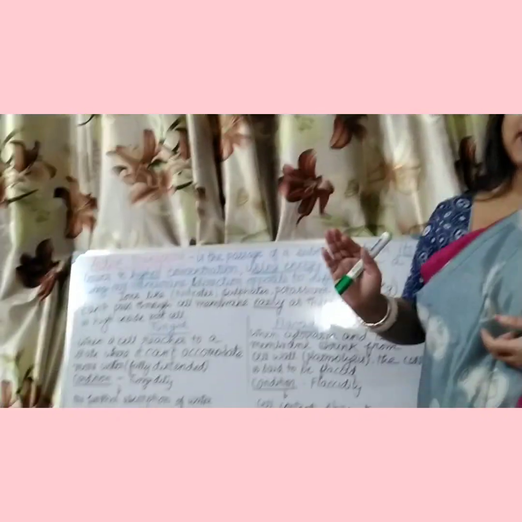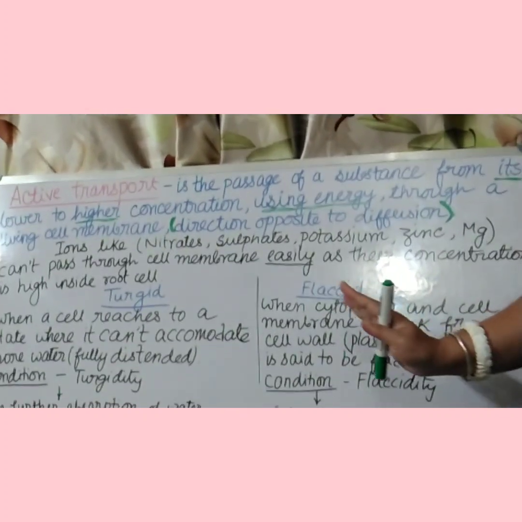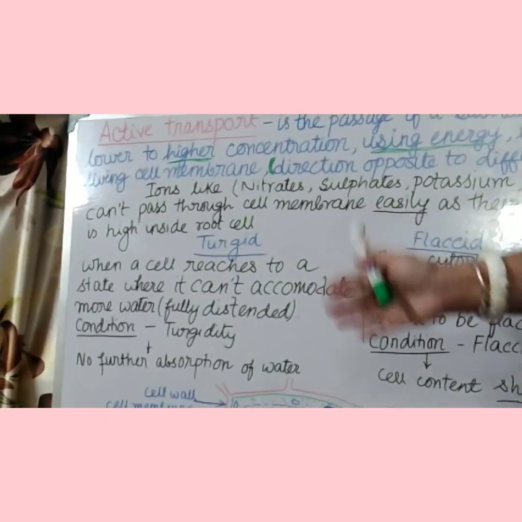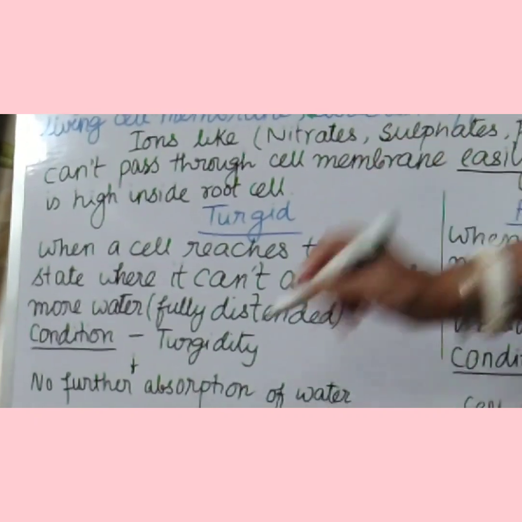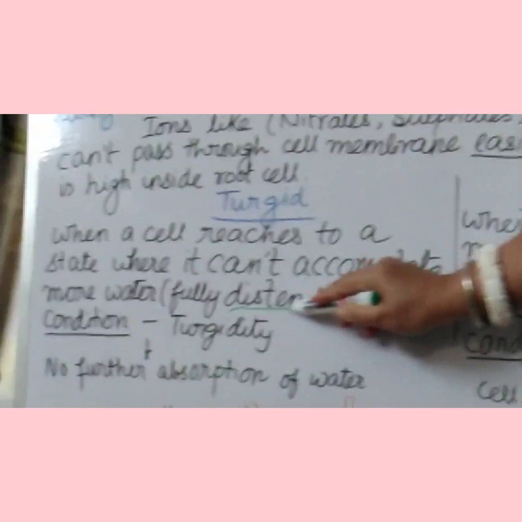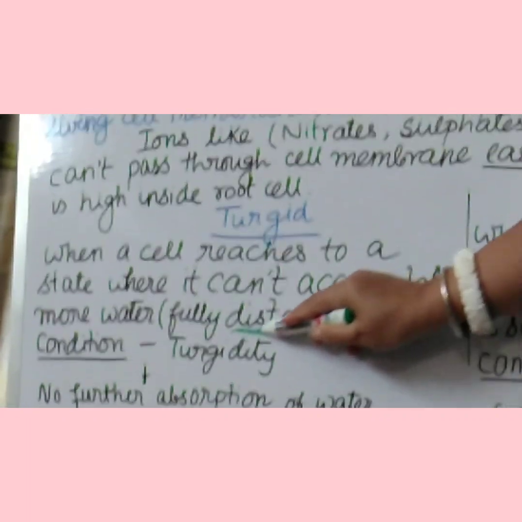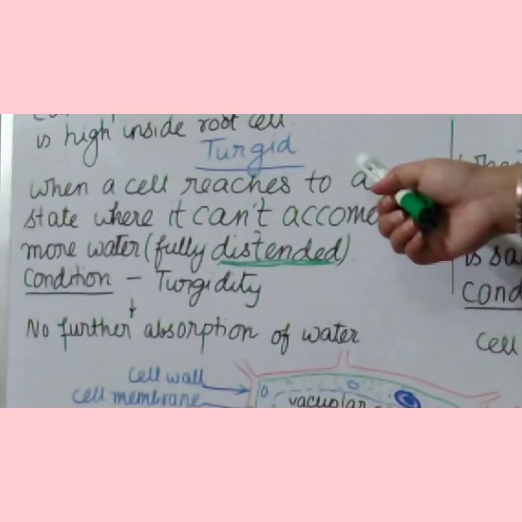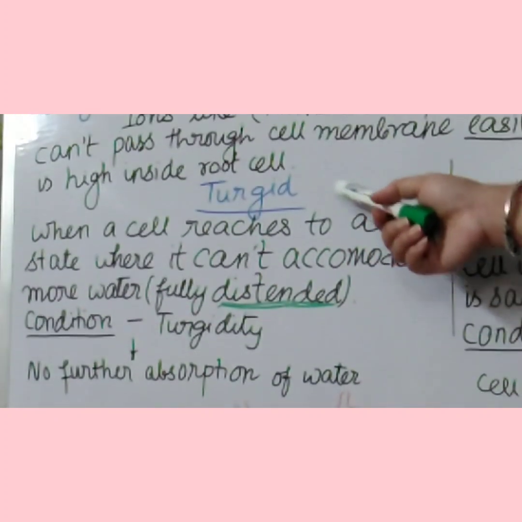Now look at the board again. Turgid and flaccid condition. What is the difference between turgid and flaccid? Turgid: when a cell has reached a state where it cannot accommodate more water, means fully distended, fully bulged out. No more water can be absorbed, no more water can be accommodated. That condition is known as turgidity, and the cell is said to be in a state of turgid.